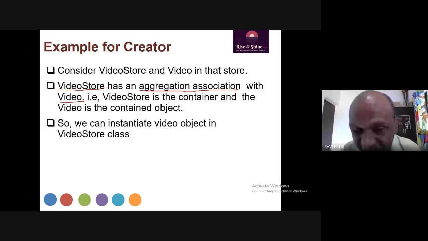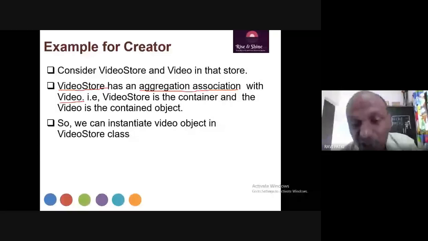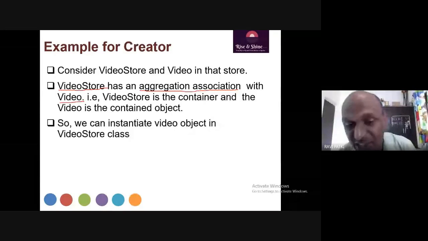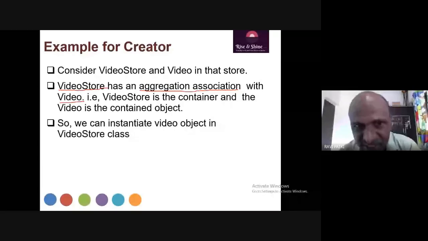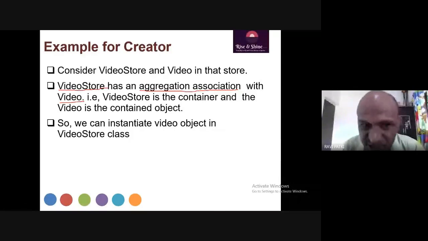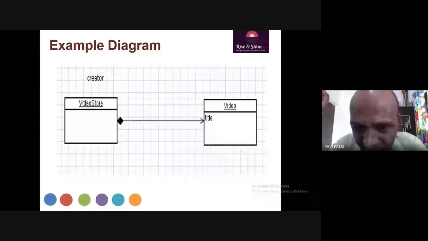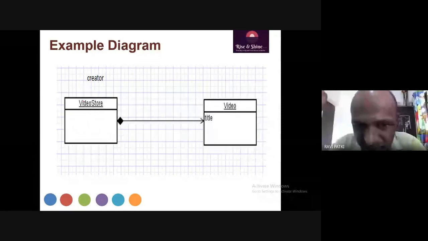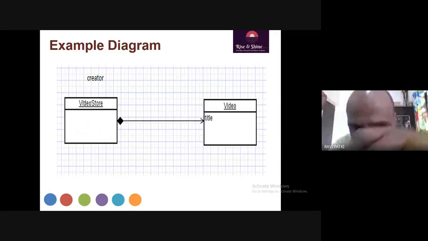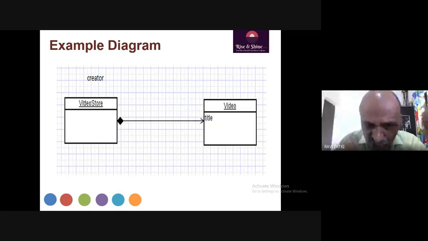So we are assigning the responsibility to create the video object to the video store class. We are assigning the responsibility to create the engine object to the car object. Okay, I think all of you understood this. So this is the domain model diagram, or class diagram. That is, video is associated with video store by this aggregation or composition.